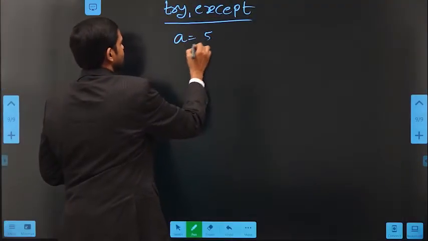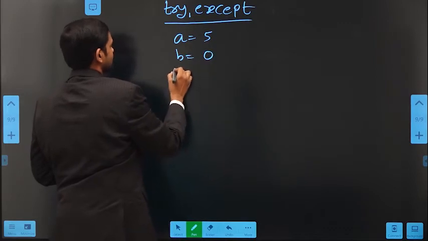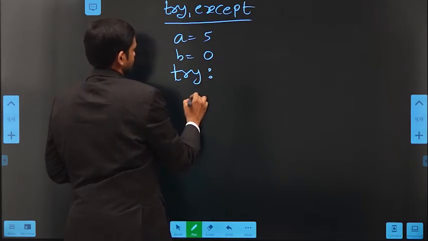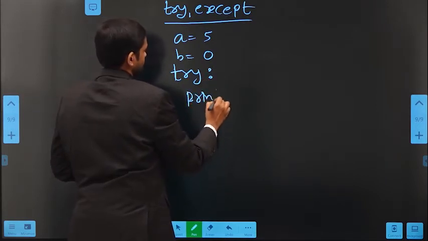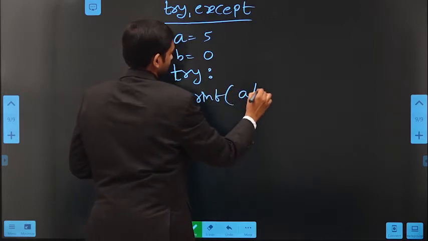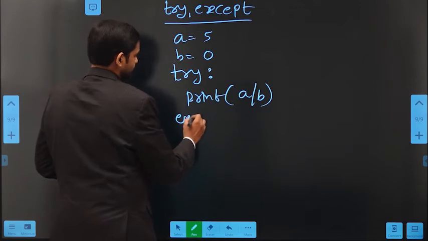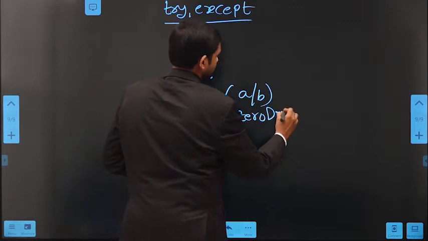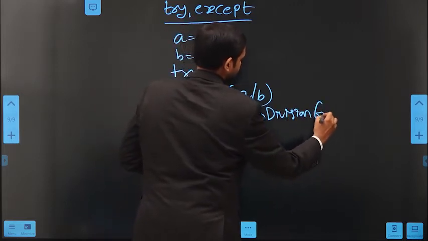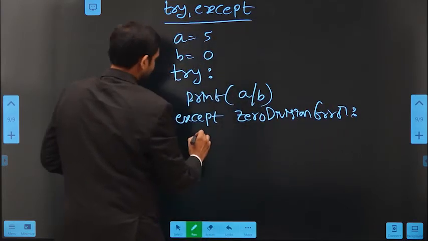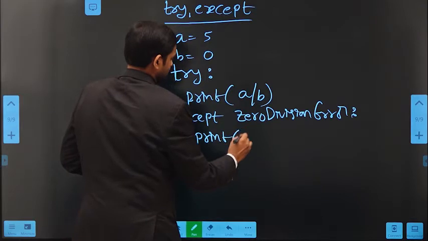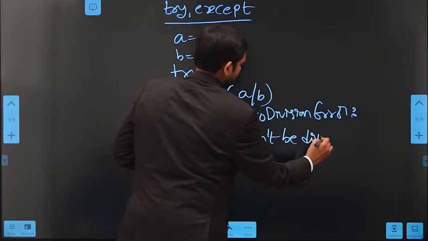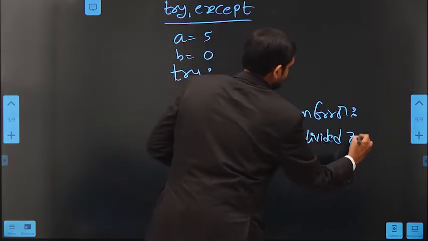A = 5, B = 0. try: print(A/B), except ZeroDivisionError: print("cannot be divided by 0").